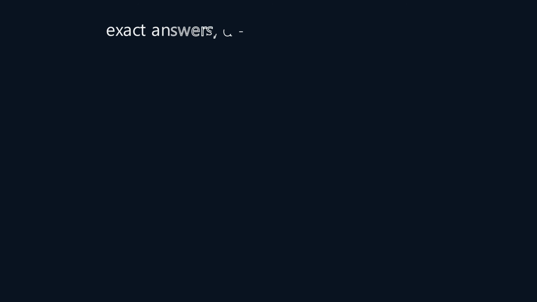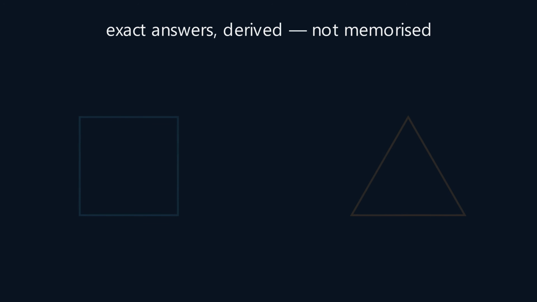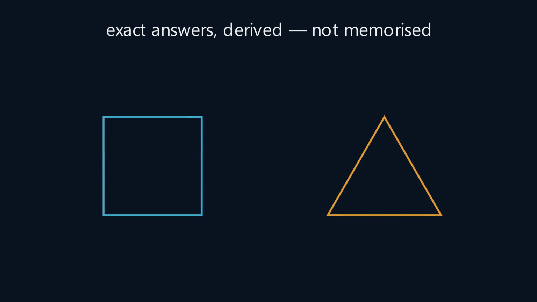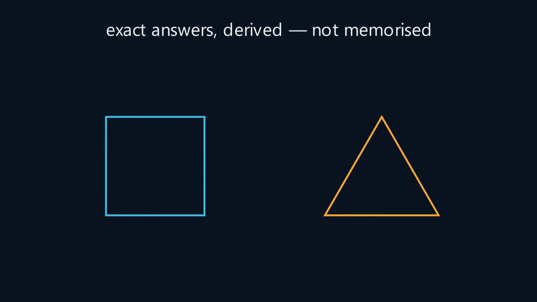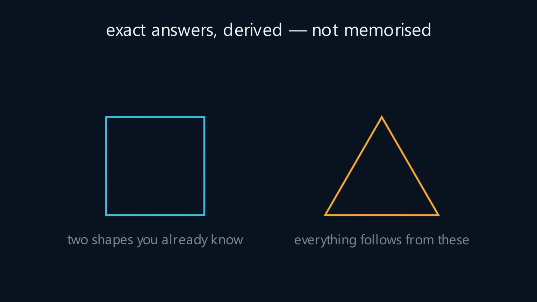For most angles, sine and cosine are ugly infinite decimals that you need a calculator for, but for a handful of special angles, the answers are exact and beautiful, and you can derive every one of them yourself from two shapes you already know.